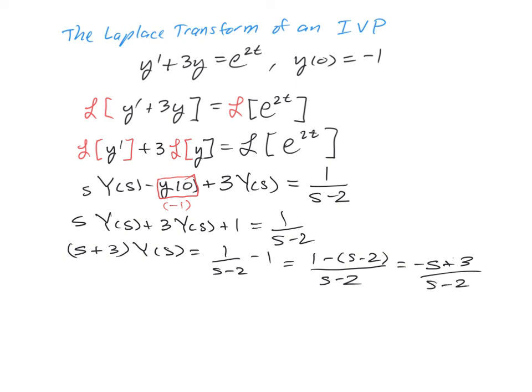And then in getting us ready for what's lying ahead, we will divide both sides by the s plus 3. And we end up with the Laplace transform of y, or big Y of s, is equal to negative s plus 3 over the product s minus 2 times s plus 3. And that is the formula for the Laplace transform of y. In the next upcoming section, we'll go through and actually figure out how to go backwards and go back to the original function y of t.